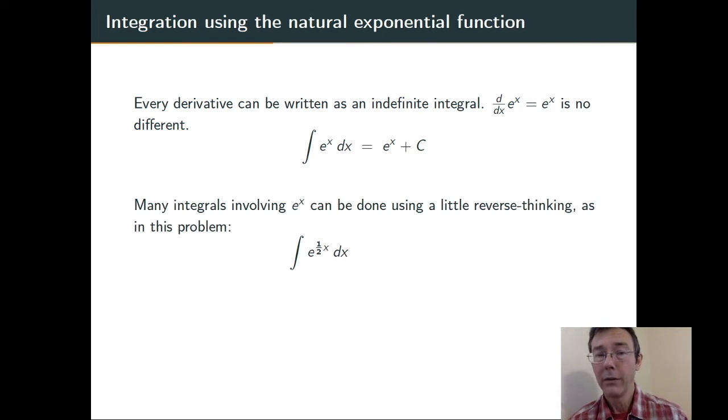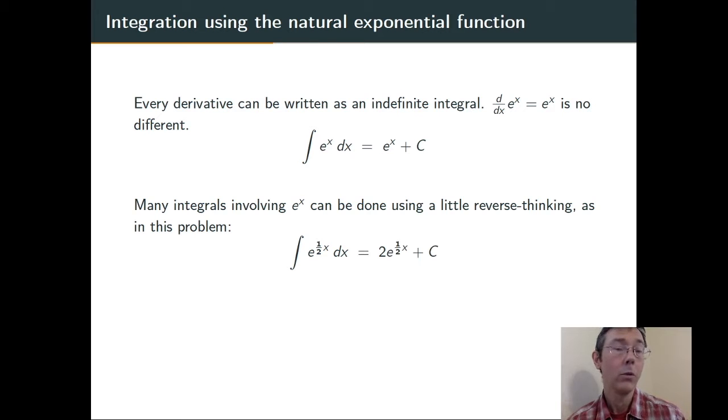We can do a lot of integrals just using some reverse thinking. For example, the integral of e to the 1/2 x dx. I need to find a function whose derivative is e to the 1/2 x. So just based on my knowledge of the derivatives of exponential functions, I know I'm going to have something like e to the 1/2 x here. However, that answer will be off by a factor of 1/2 because if I differentiate e to the 1/2 x, I get a factor of 1/2 in front.